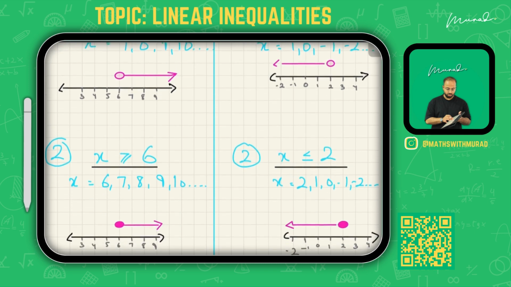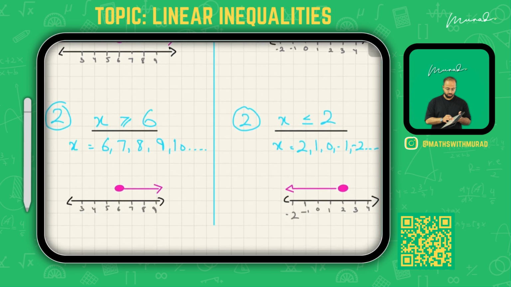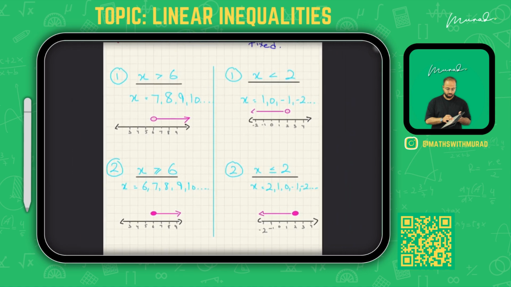Okay, now in the next one we have x is lesser than or equal to 2. Lesser than or equal to 2 means 2 is also included. So 2, 1, 0, minus 1, minus 2, and so on. And I'll draw a shaded circle over here, and the arrow will be on the lesser side. So this is the representation of an answer on a number line.